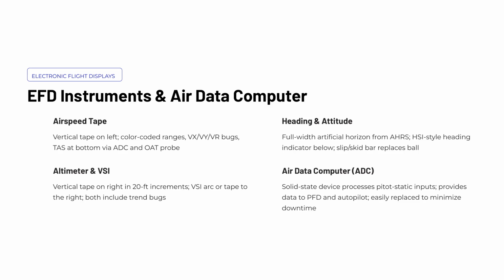The center of the display is dominated by a full-width artificial horizon driven by the attitude and heading reference system, or AHRS. Below it sits an HSI-style heading indicator. You'll also notice that the traditional inclinometer ball has been replaced by a slip and skid bar, which functions the same way but is integrated directly into the display. On the right side, the altimeter tape scrolls in 20-foot increments, and the vertical speed indicator appears as either an arc or a secondary tape adjacent to it. Both include trend indicators to help you anticipate changes before they fully develop.